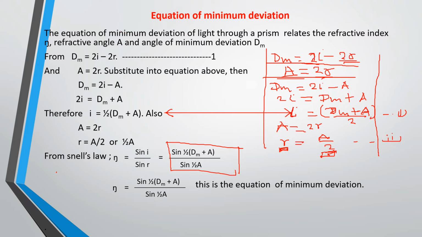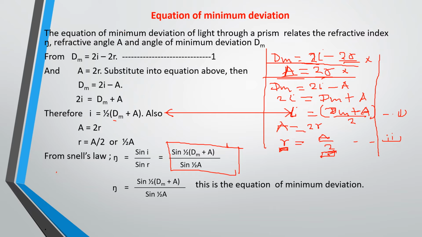Now I want to use it to solve some problems. I know that it is when you use it to solve problems that you understand it better. So I have some questions that I want to solve so that we can understand this better. But please know how to derive this equation. Know that minimum deviation is equal to 2 times the incident angle minus 2 times the refracted angle, and that the refracting angle of the prism is equal to 2 times the refracted angle. Once you know these two, it will be easy for you to derive this equation at any time.